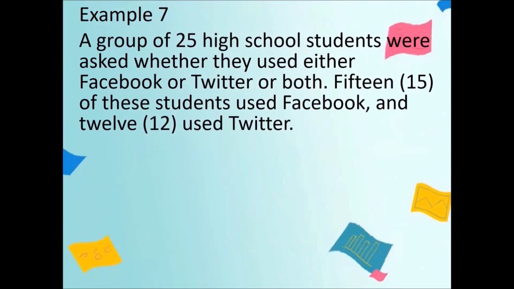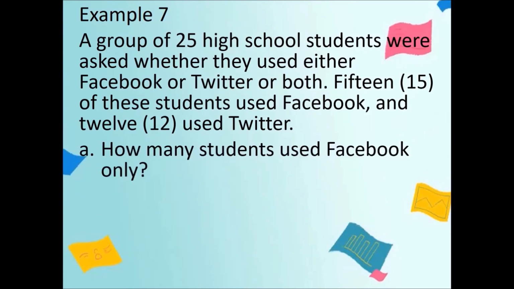Example number 7. A group of 25 high school students were asked whether they use either Facebook or Twitter or both. 15 of these students use Facebook and 12 students use Twitter. So doon sa 15 students, meron din doong students na mayroong gumagamit ng Twitter. At doon sa 12 students, mayroon ding gumagamit doon ng Facebook.